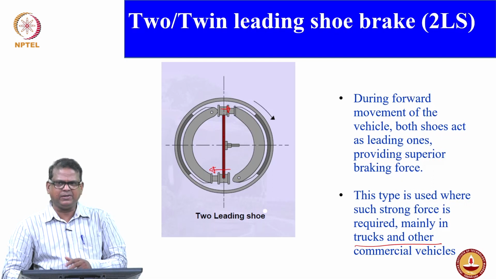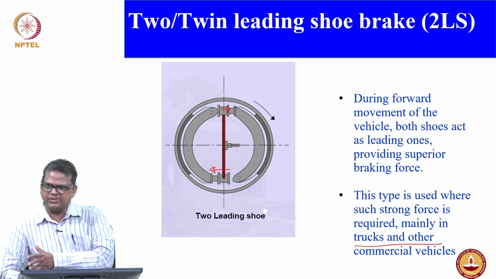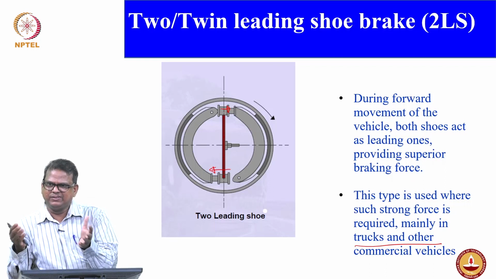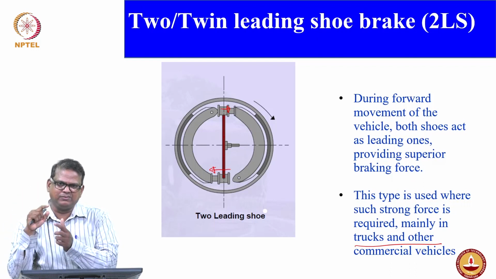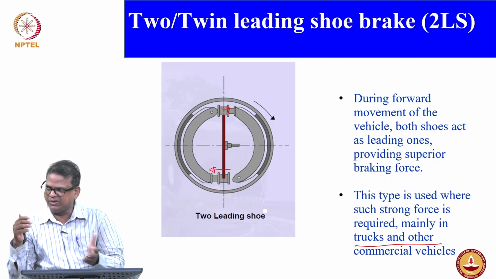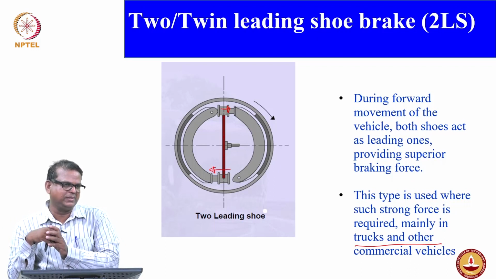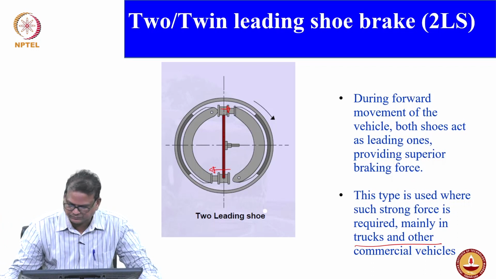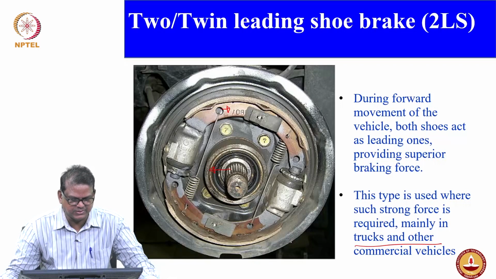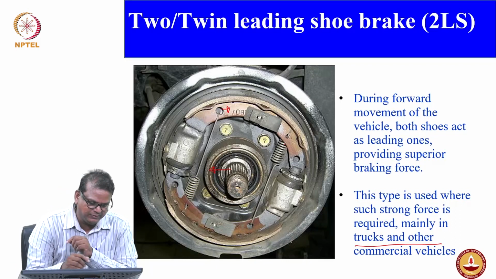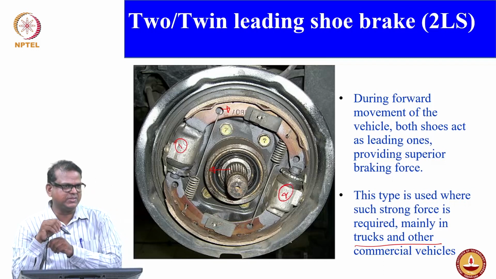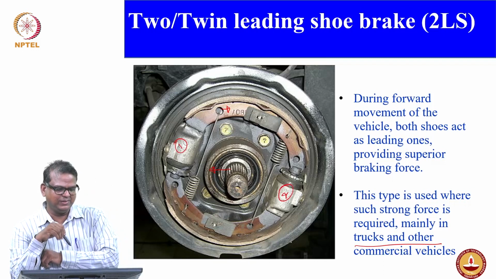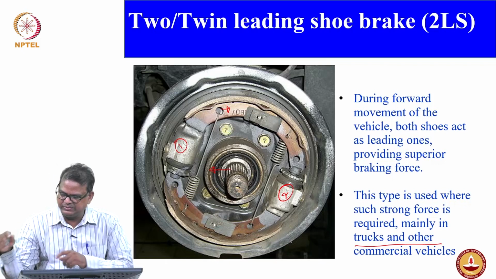Wherever you have large vehicles where you need more braking effort, there you could have the twin or two leading shoe arrangement. In fact, in the stage demonstration, I showed the two leading, the two cylinder drum brake, the bigger one and the smaller one. Both are used for trucks and heavy commercial vehicles. You can see this is wheel cylinder 1 and this is another wheel cylinder. There is no adjustment screw. At any given time, both shoes would be leading shoes, so that you have better braking effort.